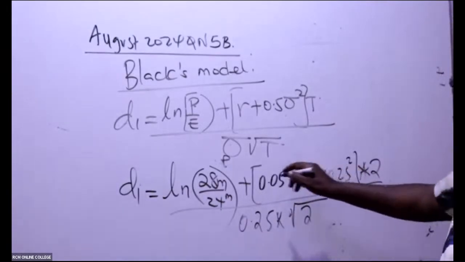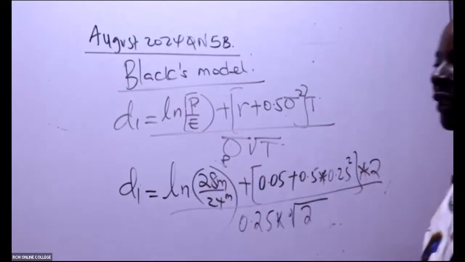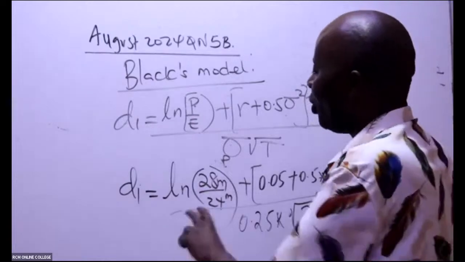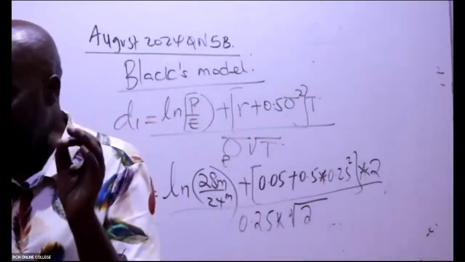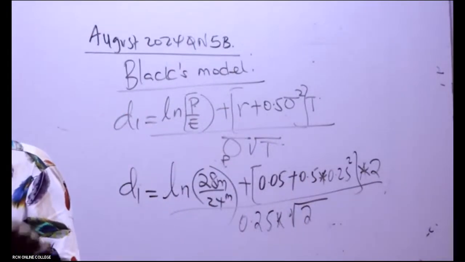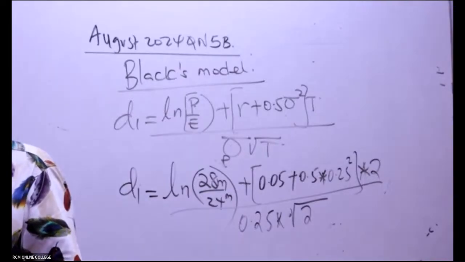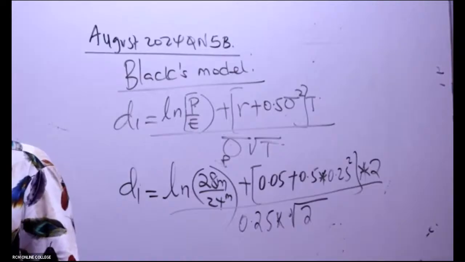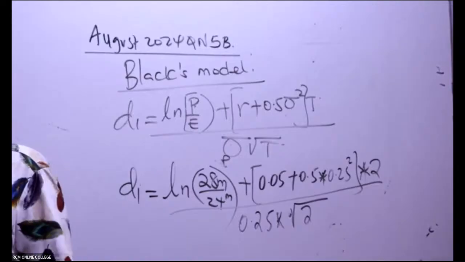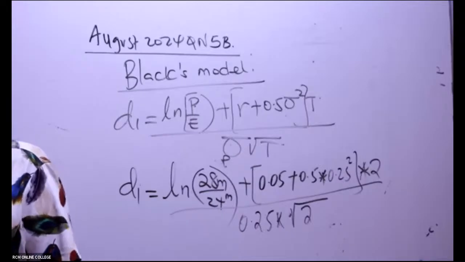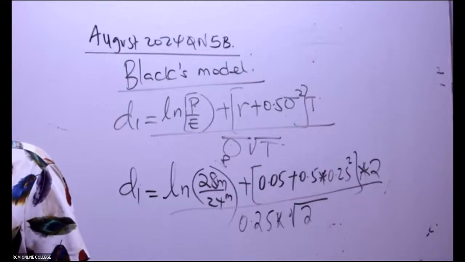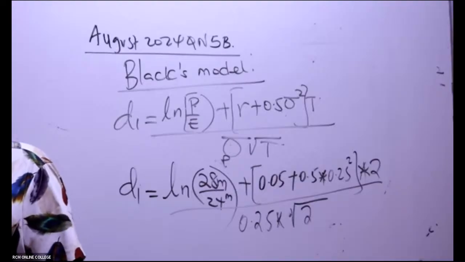So first of all, let's get what we have in the numerator. We shall use any calculator. You say ln. I hope you are able to see where ln is on your calculator. So you say ln, and then you open bracket, 28 million divided by 24 million, you close bracket. You relax a little bit. It's not a jail area. I'm not time pressured in AFM. Plus, open brackets, 0.05 plus 0.5 times 0.25 squared, close brackets, times 2.